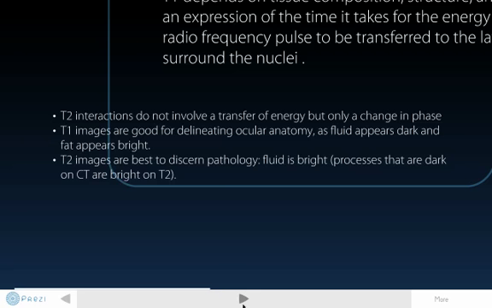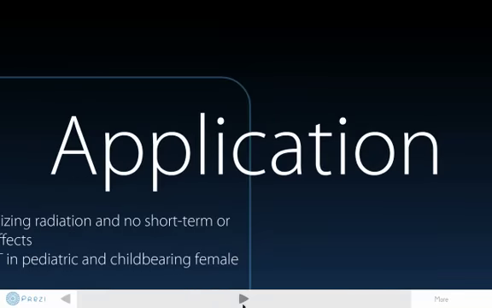T1 images are good for delineating ocular anatomy, as fluid appears dark and fat appears bright. T2 images are best to discern pathology. Fluid is bright; processes that are dark on CT are bright on T2.